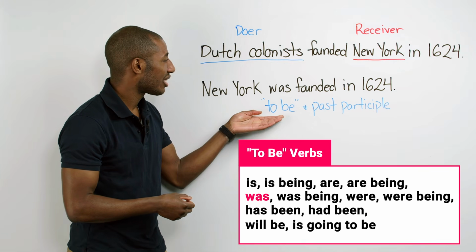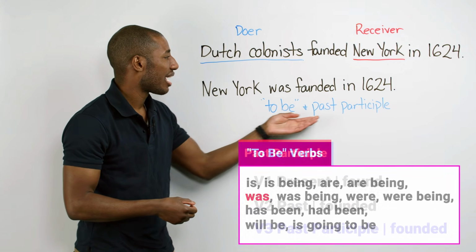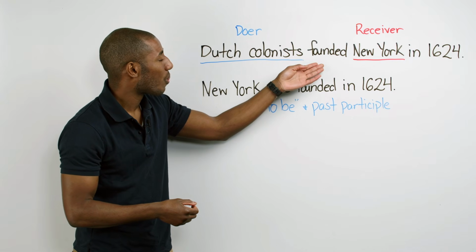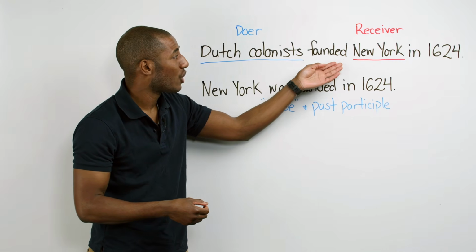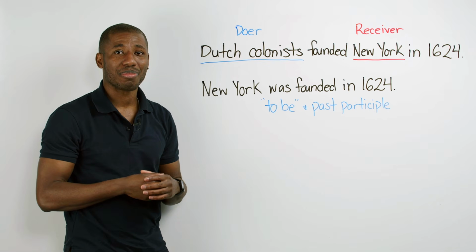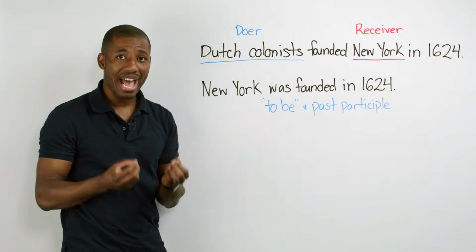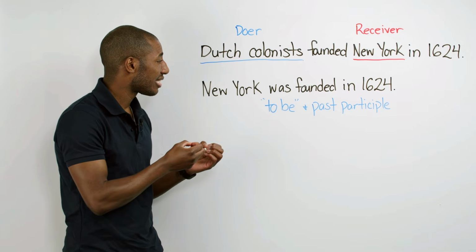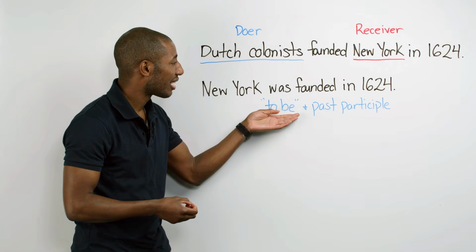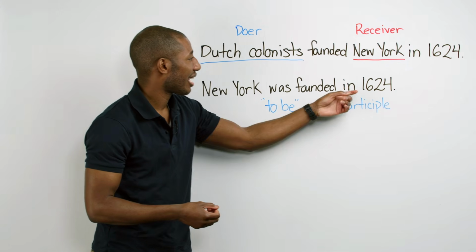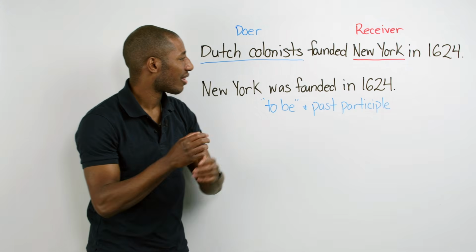Also, for our action, we need a to be verb and a past participle. In the active voice sentence, we have founded, which is written in the simple past tense. Well, our to be verb has to match with being simple past tense, so we have was and the past participle, which is founded. In 1624.